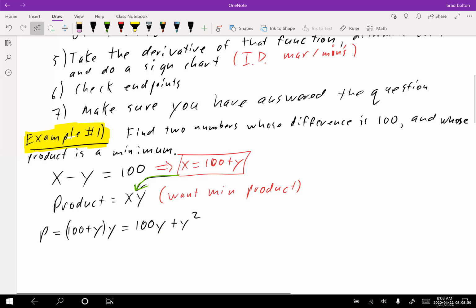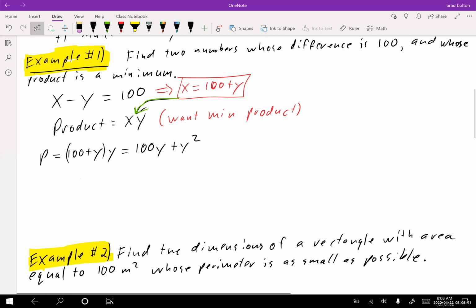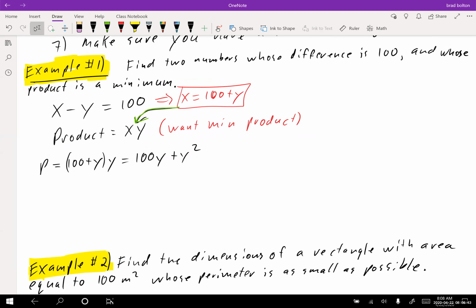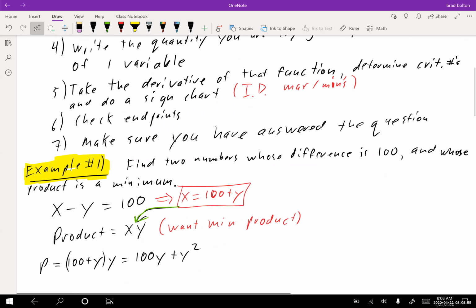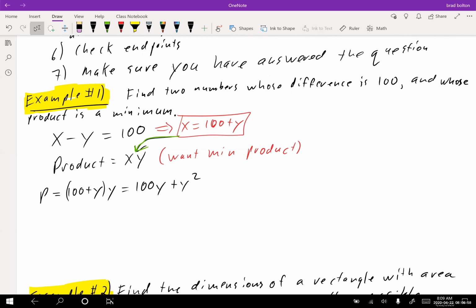Sorry about that. So we have 100y plus y squared. And this allows us to have only one variable. So we've done our job. And it says, write the quantity you are trying to optimize in terms of one variable. So we have P equals 100y plus y squared. So that's one variable.